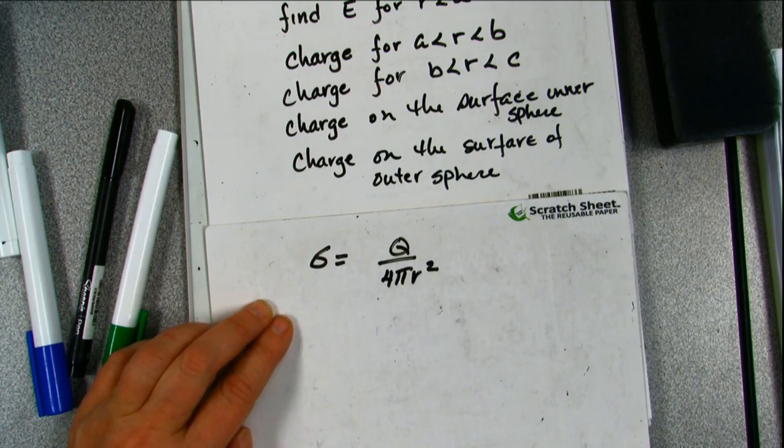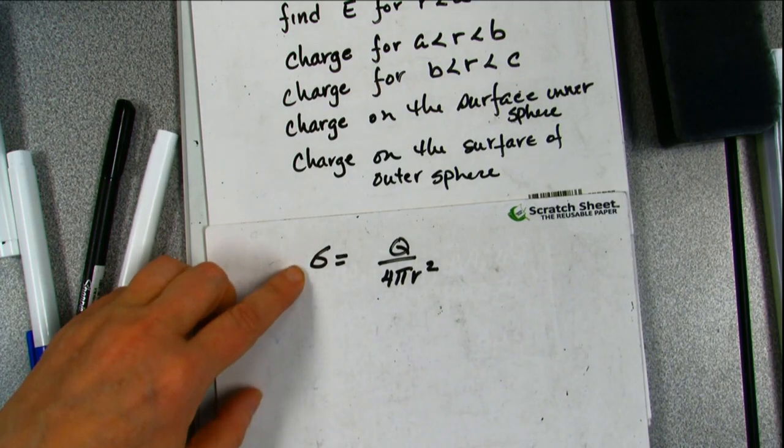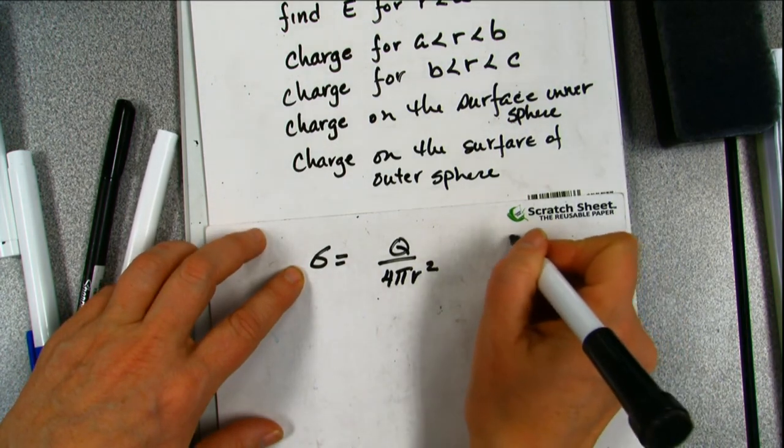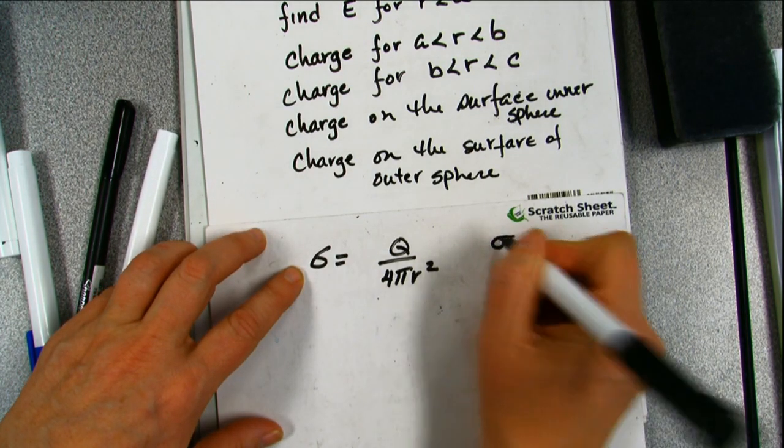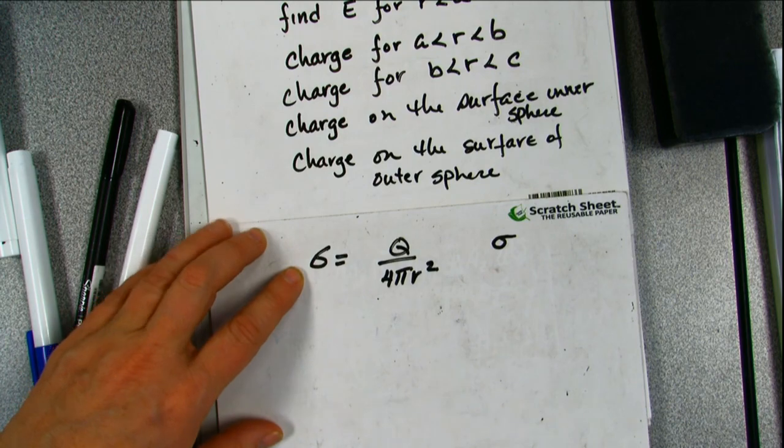So what is that symbol? This is a sigma. Yep, it's usually written, if I draw it nice and neat, it's written like that. It's a Greek sigma.